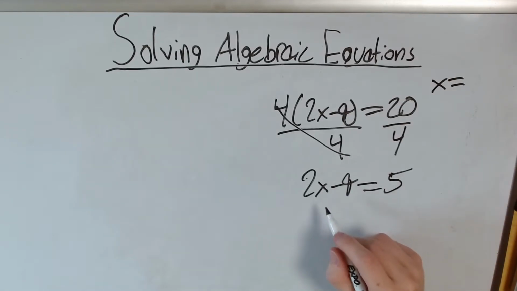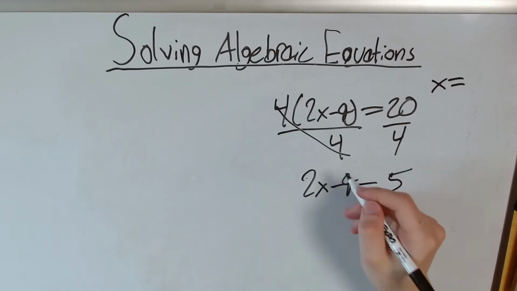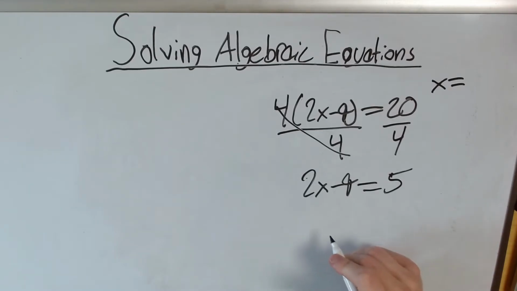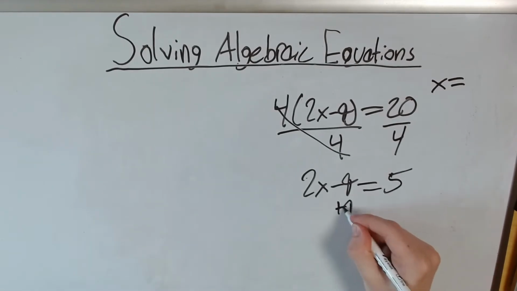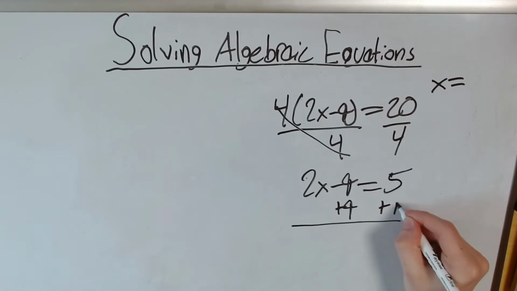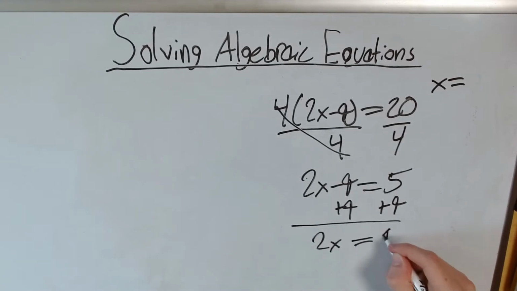I want to get rid of all my constants, my adding and subtracting. So I'm going to get rid of this. How do I get rid of negative 9? By adding positive 9. That gets me 0, and that means I can forget about it, because 0 doesn't affect us. But remember, I do it to the other side too. So I have 2x equals 14.